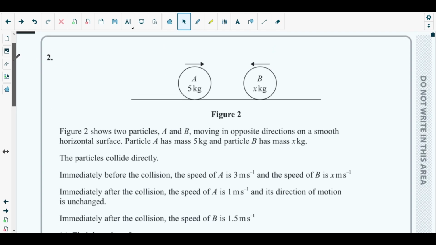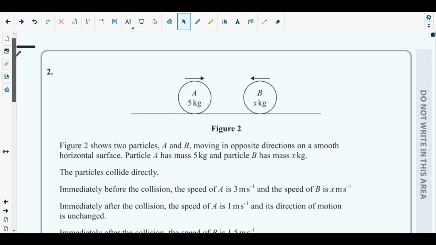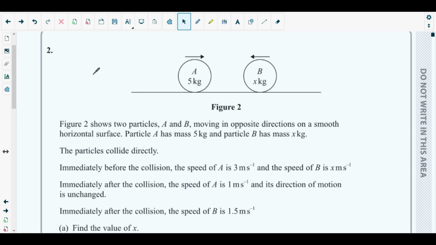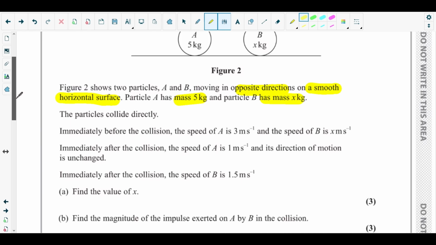Right at first you can see a figure 2 is given. There are two particles A and B. They are moving in opposite directions on a smooth horizontal surface. A smooth horizontal surface means what? There is no friction, right? Particle A has mass 5 kg. The mass is given for particle A, and particle B has mass x kg. So we don't know the mass of particle B.